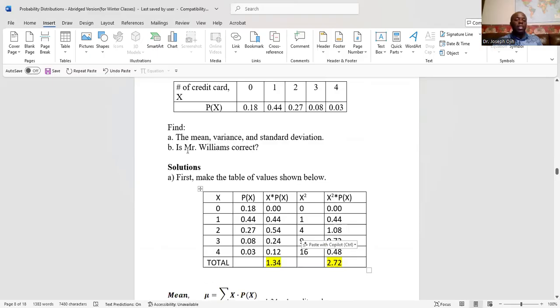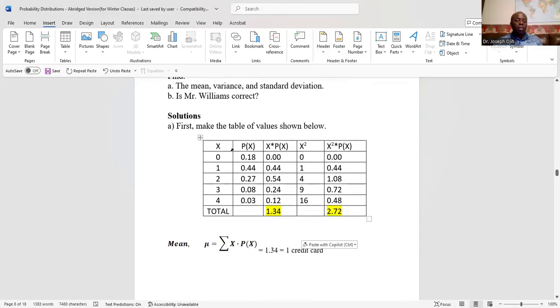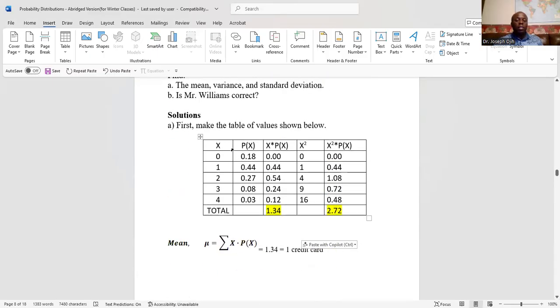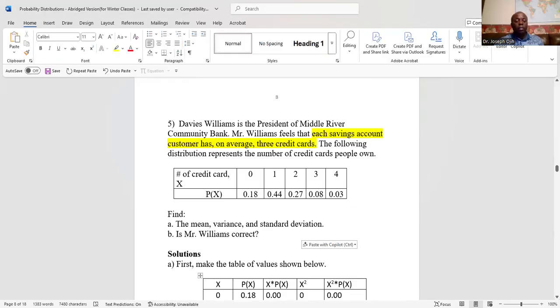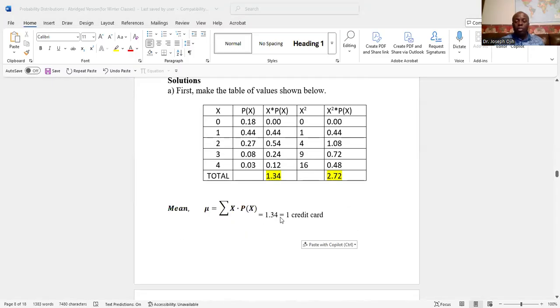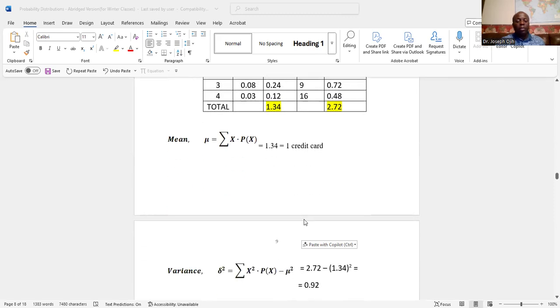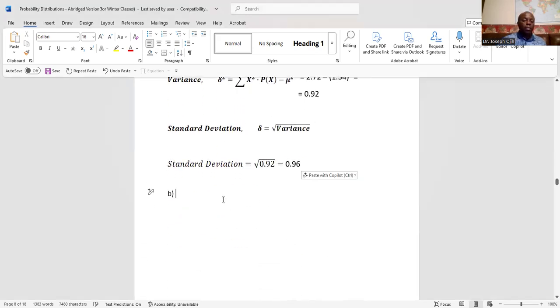Now the last question is, is Mr. Williams correct? Of course, it's not correct, because his claim was that each savings account customer has on average three credit cards. But from our work here, you can see that the mean, which is the average, is 1.34, which is one credit card. So he's not correct. The answer is no.